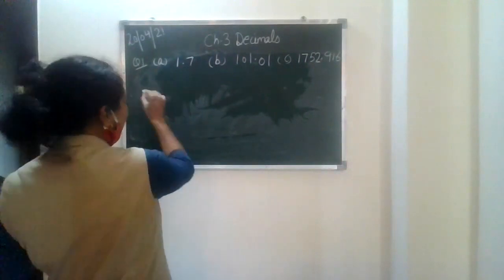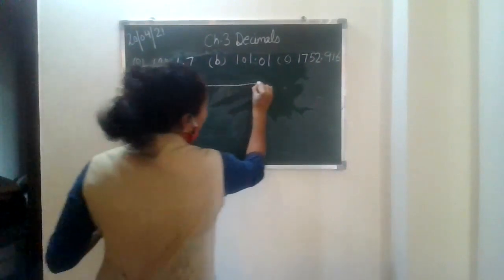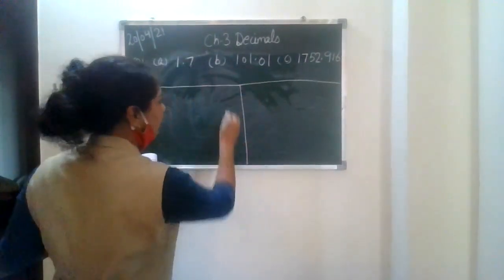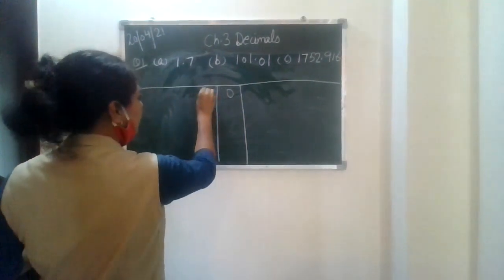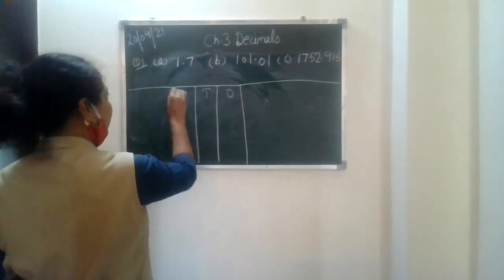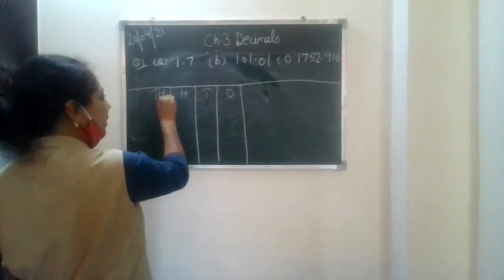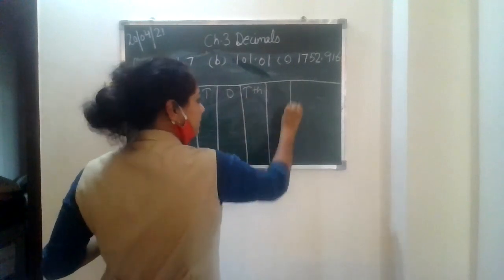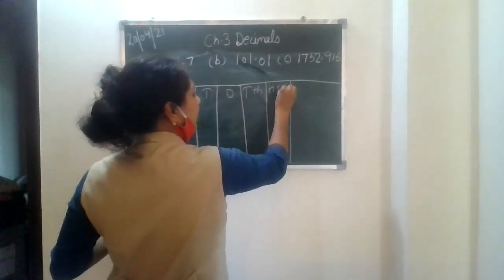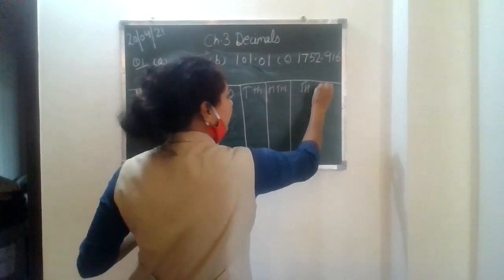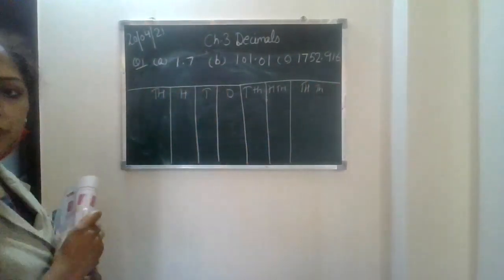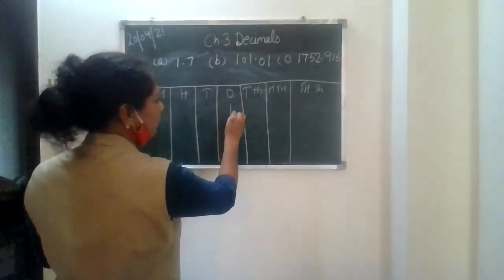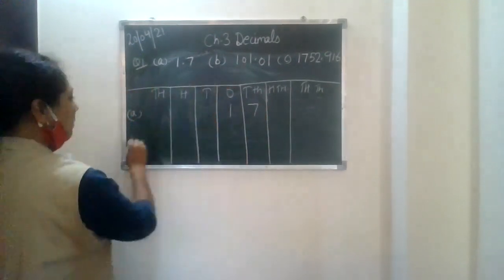Now see the place value chart I'm going to make. Here I'm demarking. This is ones, this is tens, this is hundreds, this is thousands. Fine, this much is enough. This is tenths. This is hundredths. This is thousandths. Okay. This is enough. This much is enough. So A part I'm going to do with you. 1.7. You know the demarcation. 1.7.